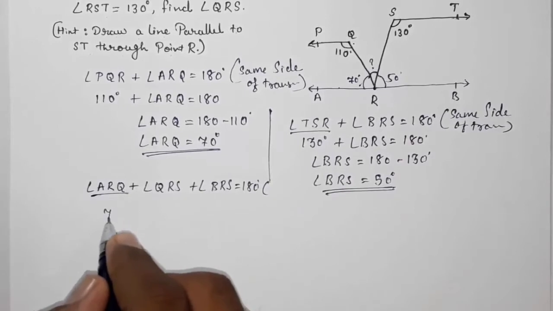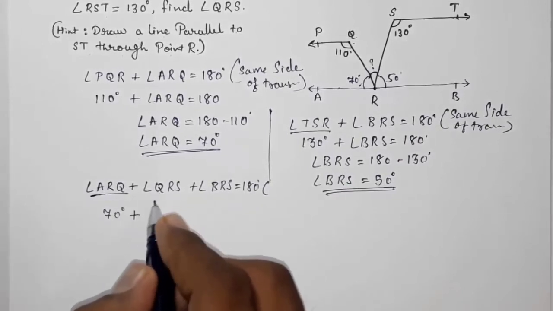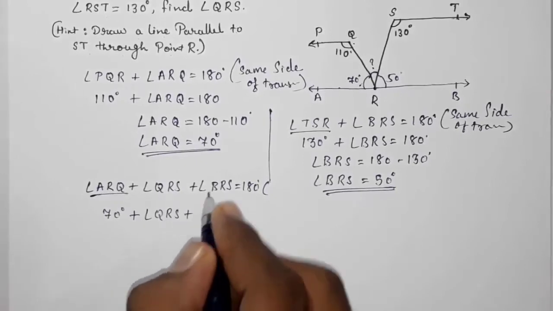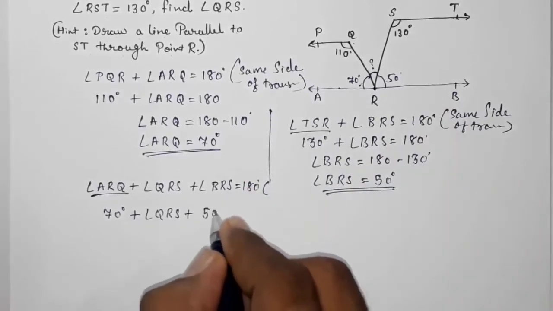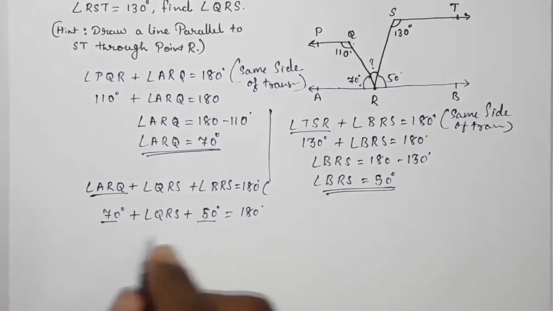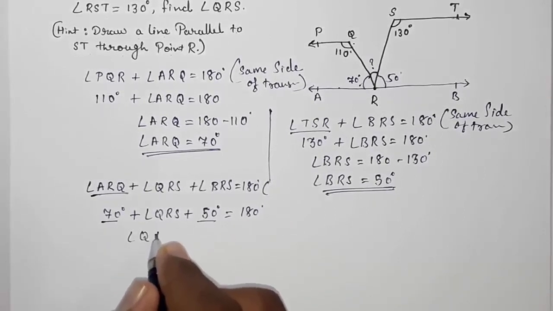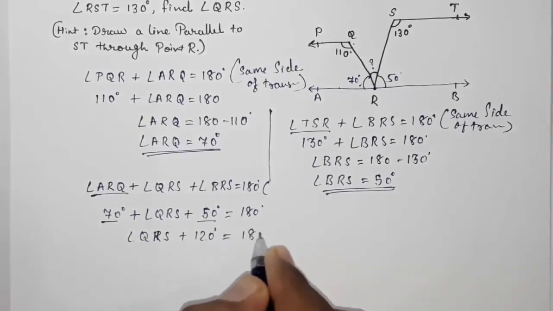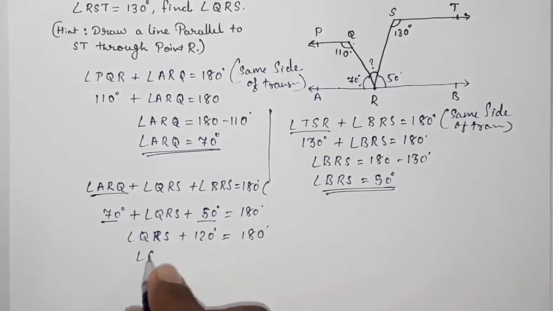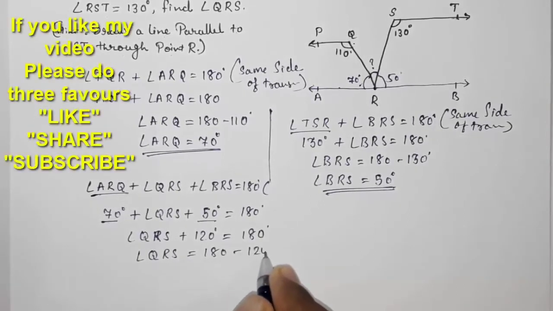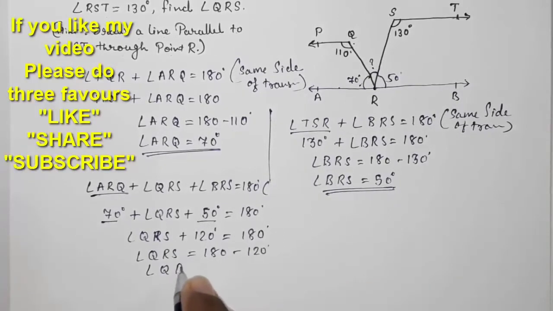Now directly this is 70 degrees plus this angle QRS that we want to find out plus BRS that is 50 degrees is equal to 180 degrees. Now sum of these two will be 120, so angle QRS plus 120 is equal to 180 degrees. Take this 120 on that side, angle QRS is equal to 180 minus 120. So angle QRS will be equal to 60 degrees.